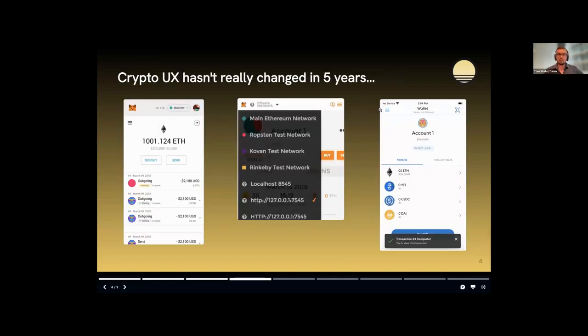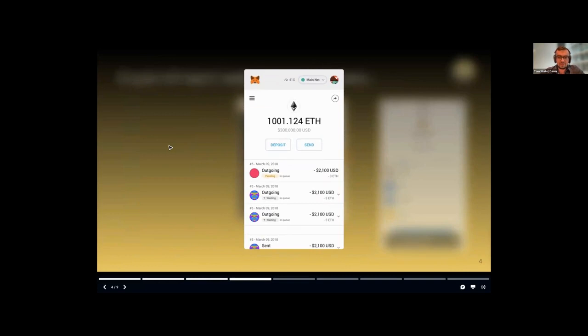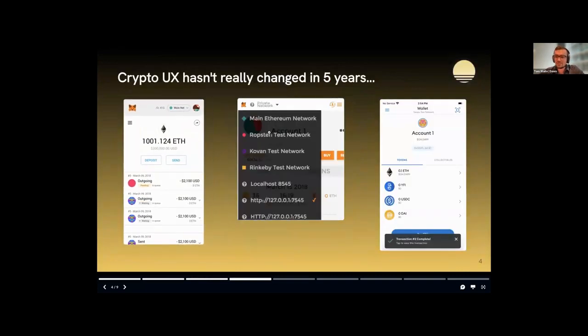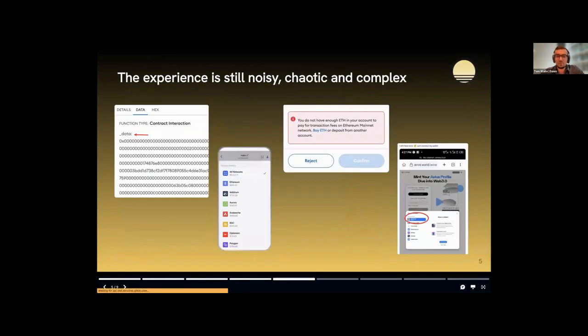So what problem are we trying to solve? Well, these are some screenshots of the dominant wallet that was in the space when I first entered the space in 2018, 2019. And basically, crypto UX has not really changed. You will recognize this view, and it's widely believed in the industry, and we certainly believe this, that the experience is still noisy, chaotic, and complex. We're still managing chains. We're still blindly signing data. We still have dApp connections that are failing here and there. And we really think it's holding back dApps and adoption of the space more broadly.